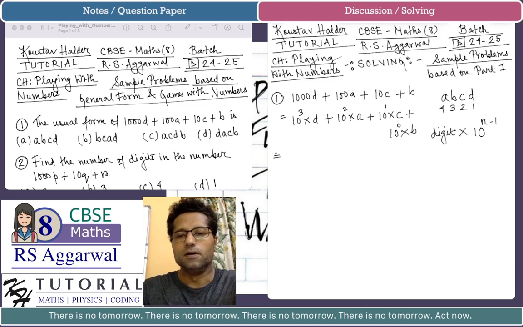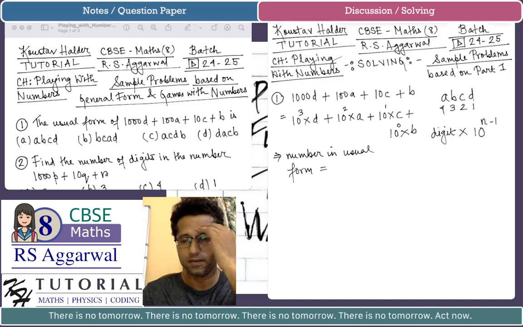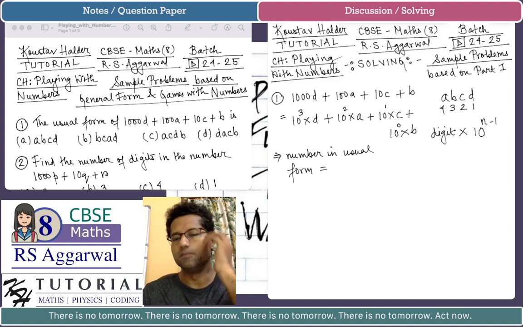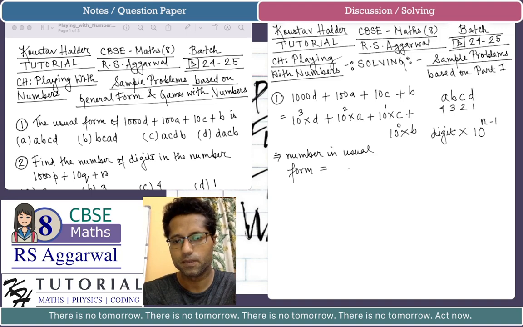Now the number in usual form will be: the digit D from the leftmost term is 10 to the power 3 multiplied by D. So we can clearly say that the digit D is at the position 3 plus 1, that is fourth position from the right hand side. So definitely this is D.